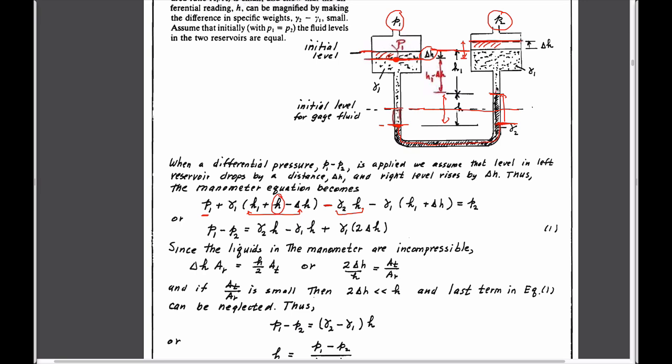And now we have to go from this point all the way up to this surface here, which is equal to h1 plus a small amount delta h here. So this magnitude here multiplied by the first gauge fluid. And when we end up at this point here, the pressure by definition is equal to P2. So that's the manometer equation.